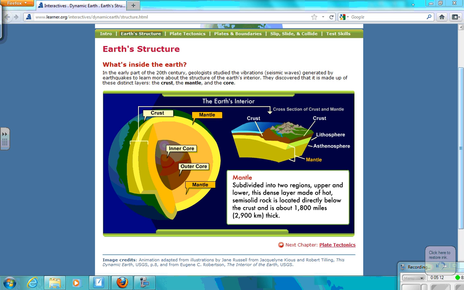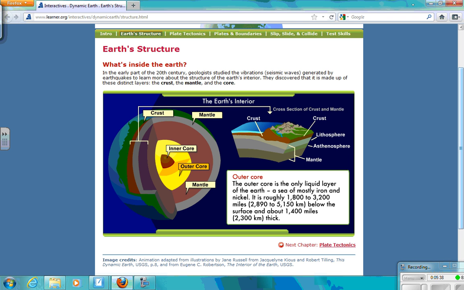So if we touch a certain layer, it lights up the whole mantle, for example, and it tells us a little bit more here. Subdivided into two regions, upper and lower mantle, this dense layer of hot, semi-solid rock is located directly below the crust, about 1,800 miles. Okay, so in both pictures here, it lights up the color of the entire mantle. Now, if I wanted to learn more just about the outer core, I can tap on that and learn more about the outer core. Okay, so a very good website for you to check out on your own time.